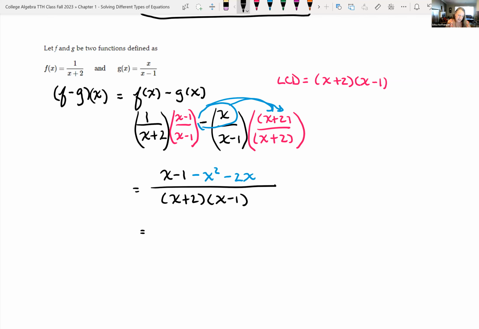We're almost done. Just combine like terms in our numerator. There's no other term like negative x squared, so I'm bringing that down. I see I have an x and a negative 2x, which are like terms. So negative 2x plus x is negative x, giving negative x squared minus x plus 1 all over x plus 2, x minus 1.